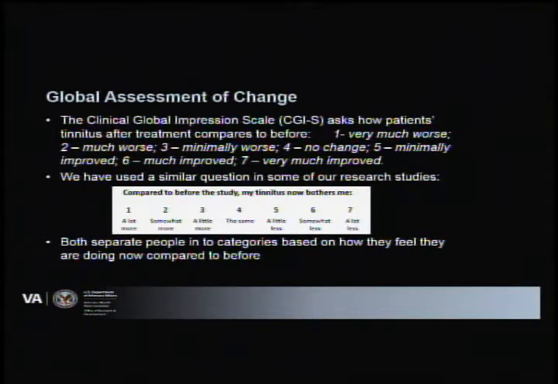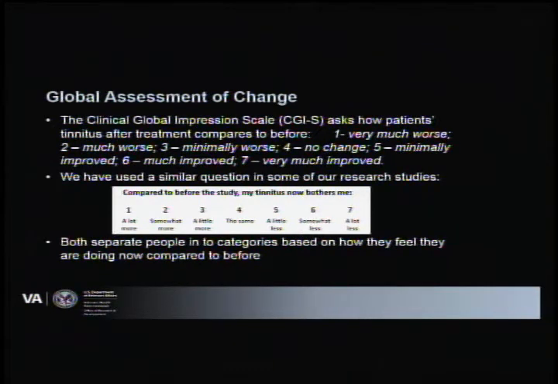When we were asking for subjective impressions, we didn't want to tap into the loudness bit. We really wanted to tap into, is it bothering you more now than it was before? And so that's why our question is formed the way it was. Would you say compared to before the study, my tinnitus now bothers me the same, more, or less?